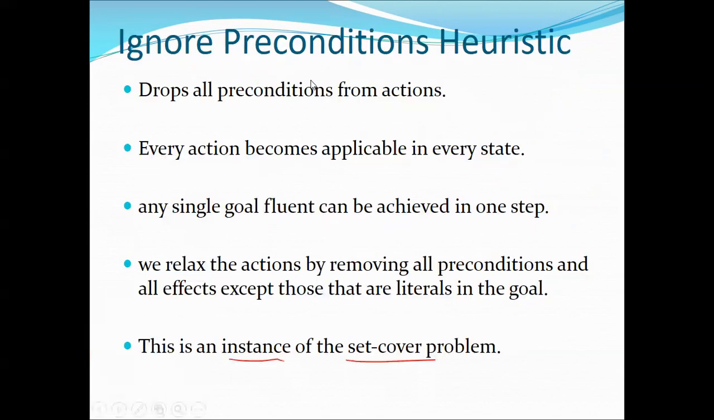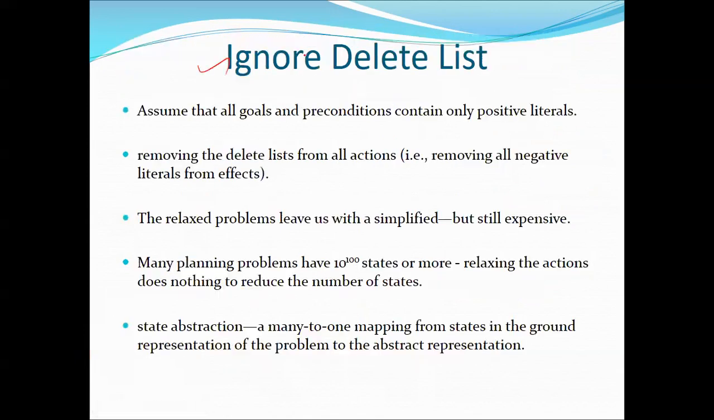So in the first heuristic, we have ignored preconditions. There is another way of creating a good heuristic which says to ignore the delete list. What is the delete list? The delete list basically contains the list of literals which are to be removed. Assume that all goals and preconditions contain only positive literals. Removing the delete list from all actions, that is, remove all negative literals from the effects.